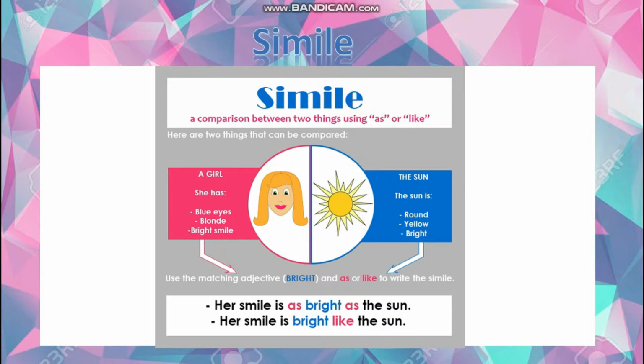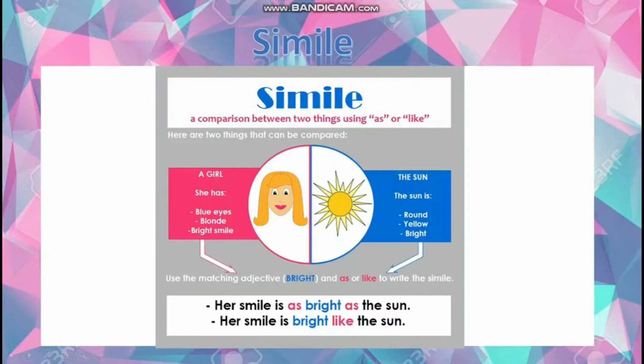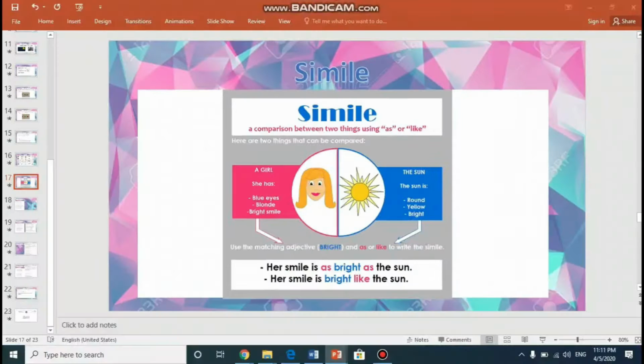Now here I have simile, which is a comparison between two things using as or like. And you can see here that I have on the left side with the color pink a girl, and on the right side with the color blue I have the sun. Let me just zoom out so I can show you. This is the girl here. You can see that this is the pink side, and you have here the sun, and this is the color blue.